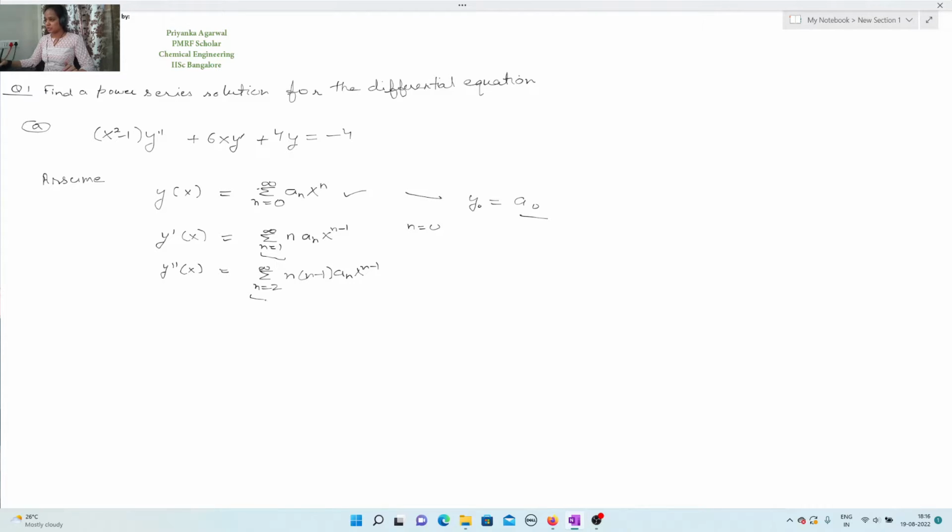Again, notice that here n starts from 2 because the first term of this series will be a1, which is a constant for this differential, and the differential of this term a1 is 0. Now you have to find the values of the coefficient a_n to solve this equation, such that those coefficients satisfy the main equation which we are trying to solve. So let's substitute for y dash and y double dash in this equation.